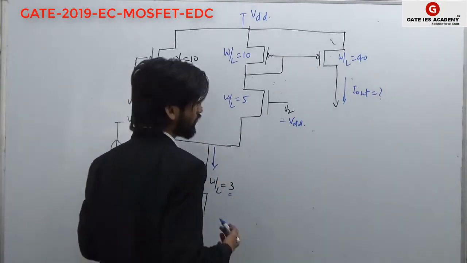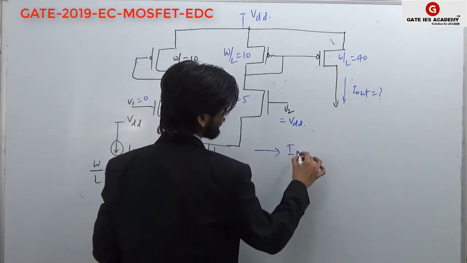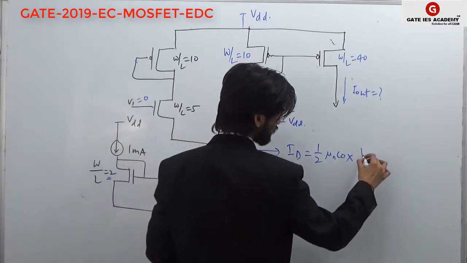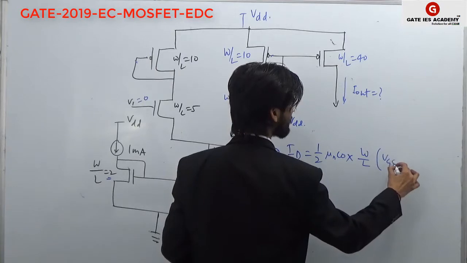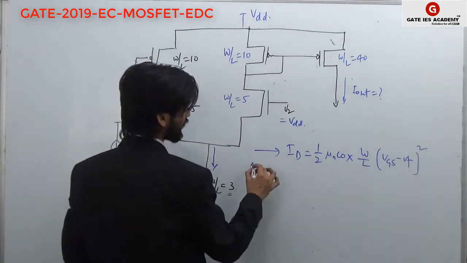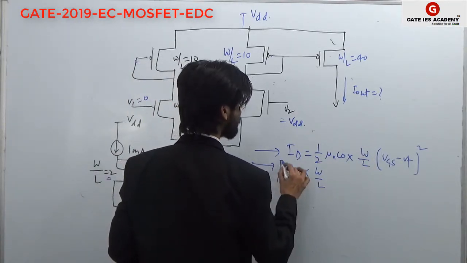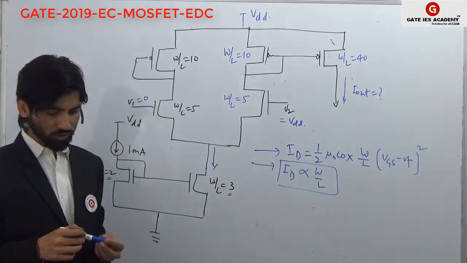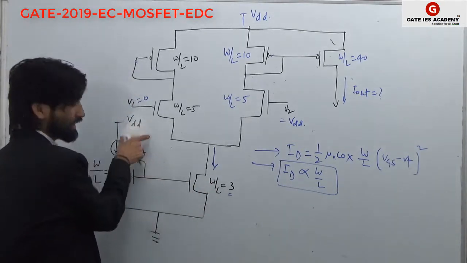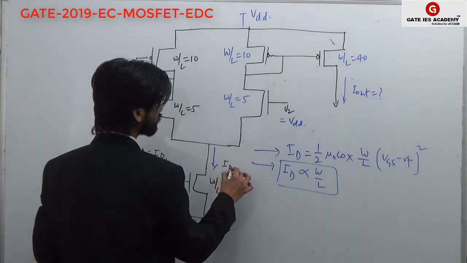By what amount will it be different? We know that ID equals half mu COX W by L into (VGS minus VT) whole square. So ID is directly proportional to W by L. Whatever current flows here, we can call it ID1. So what shall be ID2?